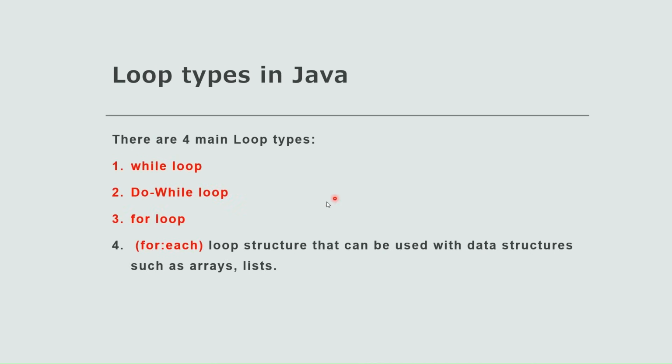Loop types in Java. There are four main loop types in Java: while loop, do while loop, for loop, and for each loop, a structure that can be used with data structures such as arrays or lists. I'm going to talk about three loops in this video: while loop, do while loop, and for loop. In the next video, when we talk about arrays, I will talk about for each loops.